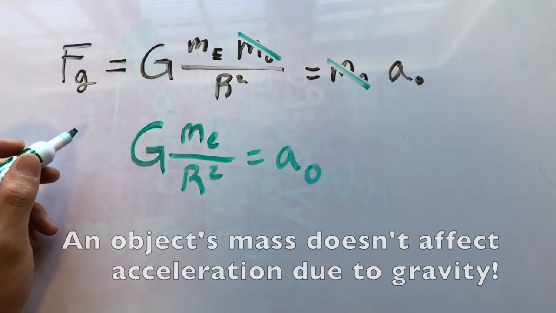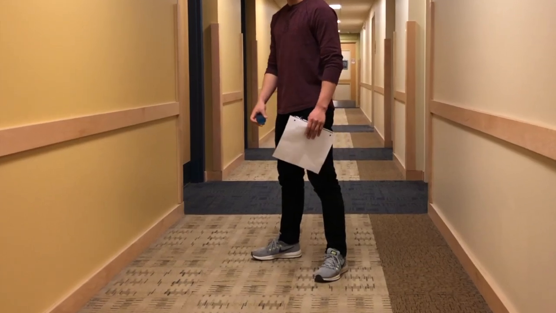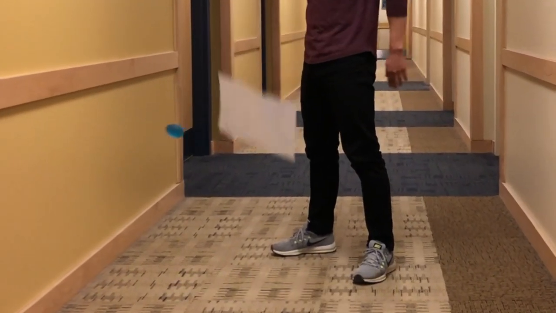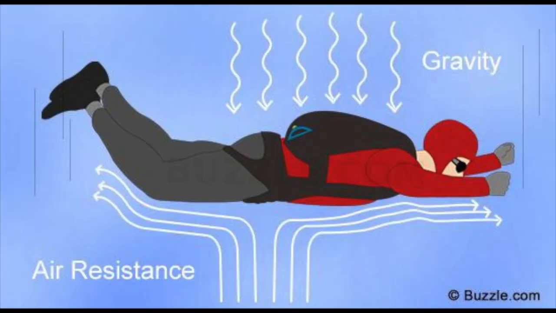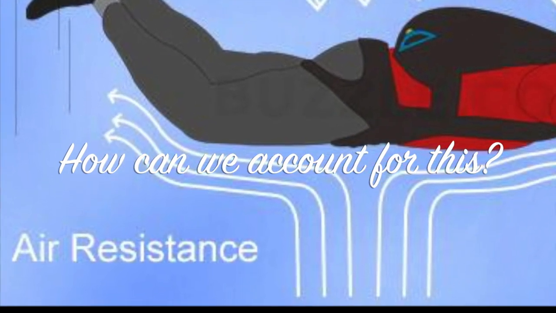But if all objects are supposed to fall at the same rate, then why does this happen? Acceleration due to gravity is only constant in a vacuum. In real life, there's also upward force of air resistance in addition to the force of gravity, causing objects to fall at different speeds depending on their air resistance.